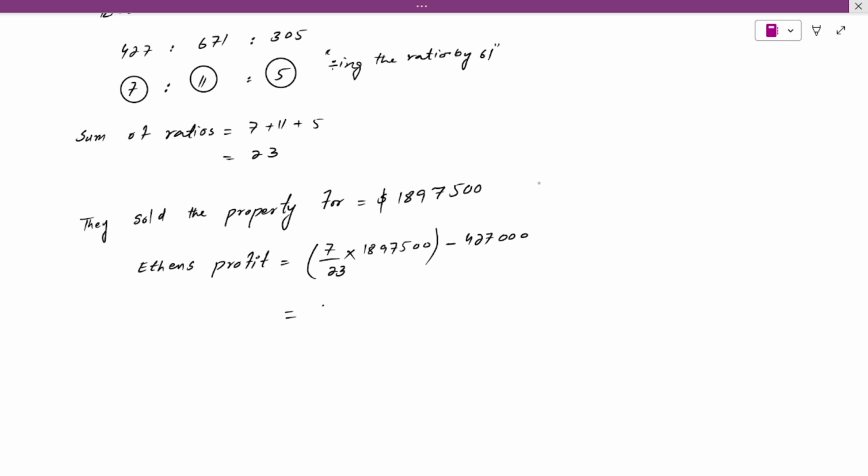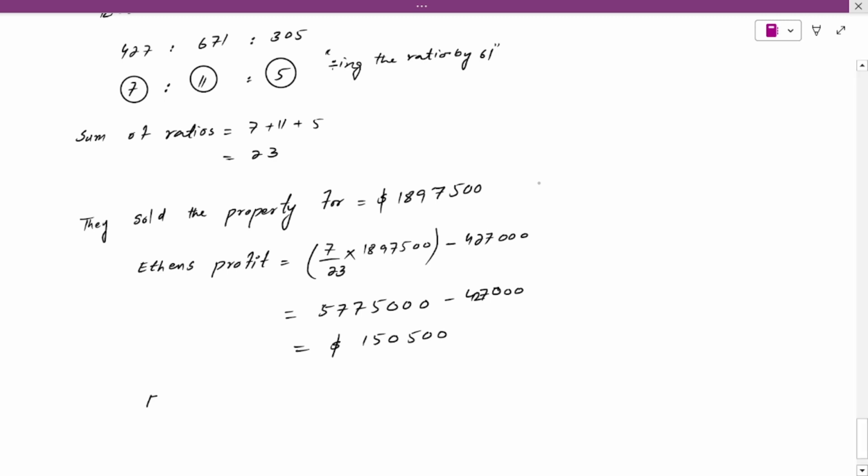So calculating this, multiplying 1,897,500 with 7 and dividing by 23, we get 577,500 minus 427,000. Subtracting this amount, we get Ethan's profit, which equals $150,500. This is the total profit that Ethan gets.